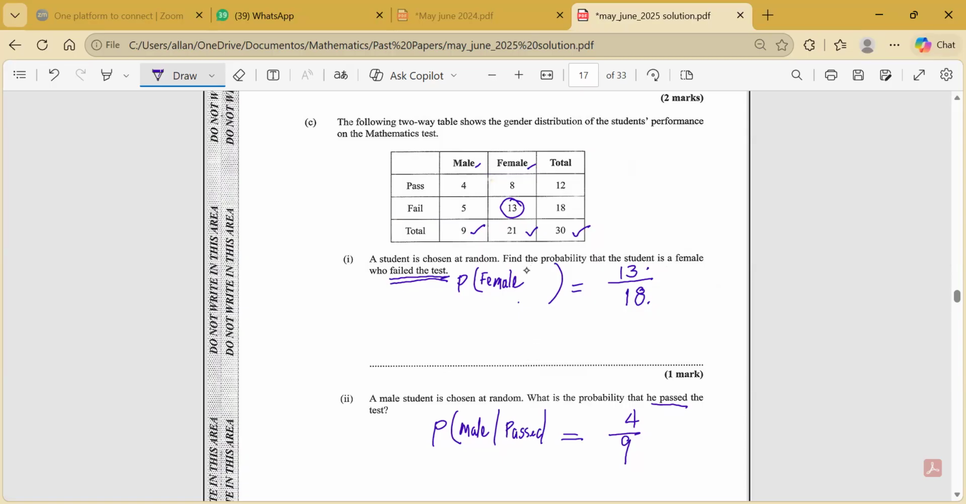What I will have to do is look for a few. I think the 2024 paper had a probability question like this so that we can go through. So this was female students who failed. I will go over this again just to check this and verify for when we meet on Monday. All right, just to verify.